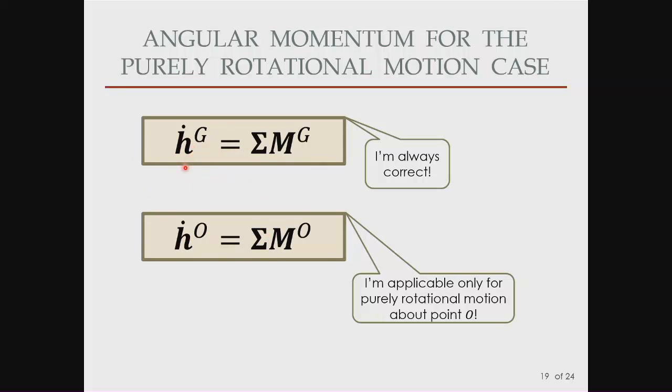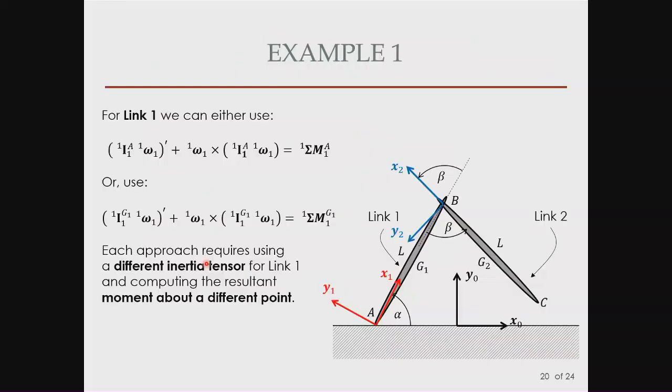And H dot comes from H. And H, in this one, will be I omega where I is about point G, and here it will be I omega where I is about point O. Okay, so you will need to look at that.